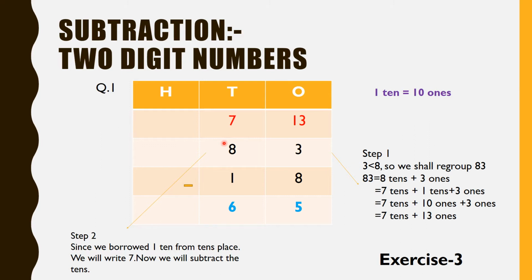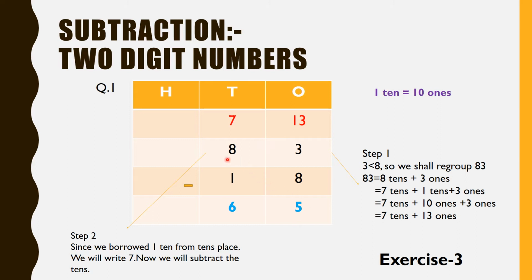Now 10 ones from here and 3 ones from here, we will add them together, and it will become 13 ones. Now we can easily take away 8 from 13 ones, right? So for this reason we have to do 13 minus 8. The answer will be 5.